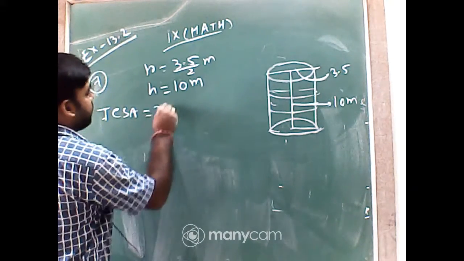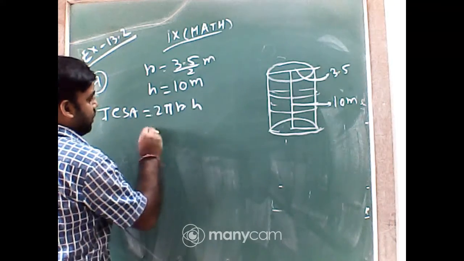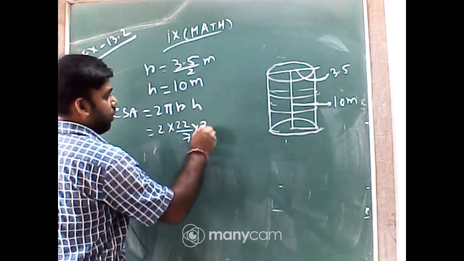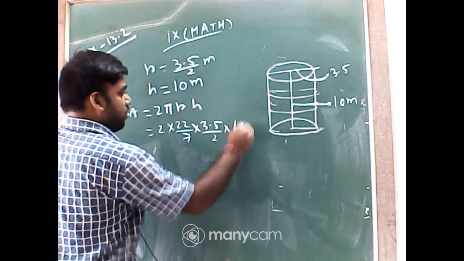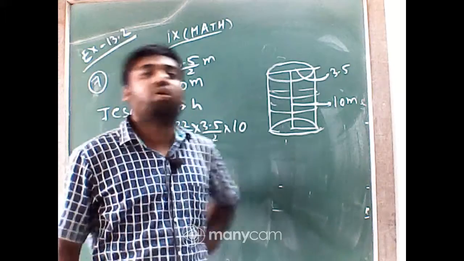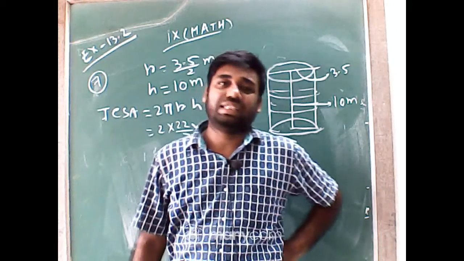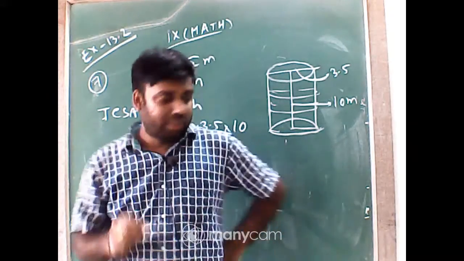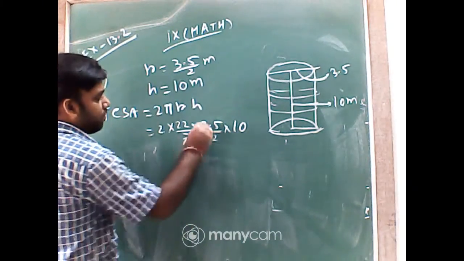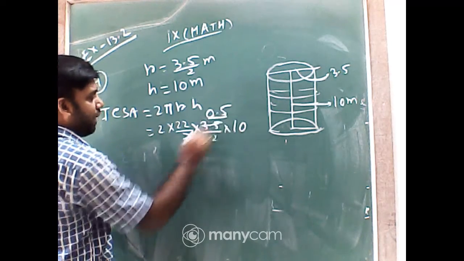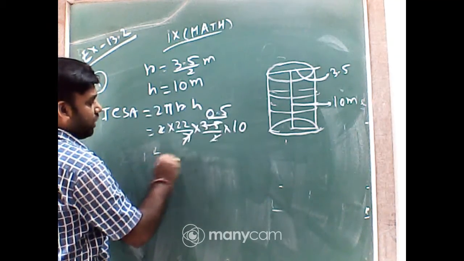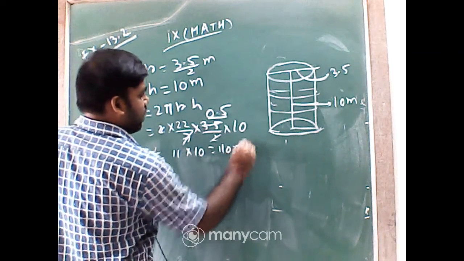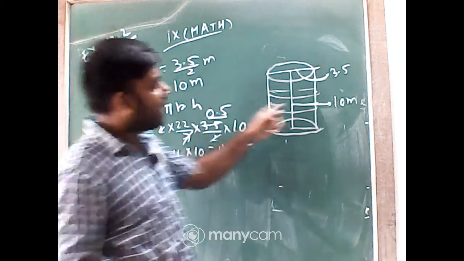So 2 pi r h. Now the value of pi is 22 by 7, r is 3.5 by 2, h is 10. In mensuration, the main problem is calculation. It seems lengthy, but if you know how to calculate well, it will be easier. Look at the board. 7 into 0.5, 0.5 into 22 is 11, 11 into 10 is 110 meter square. Inner curved surface area is 110 meter square.